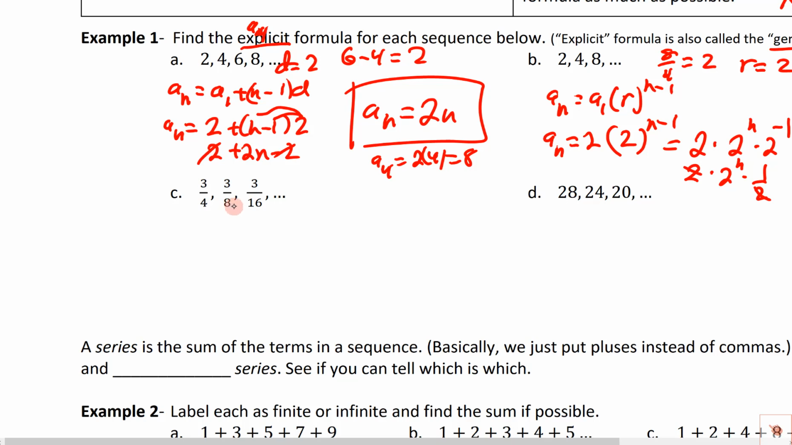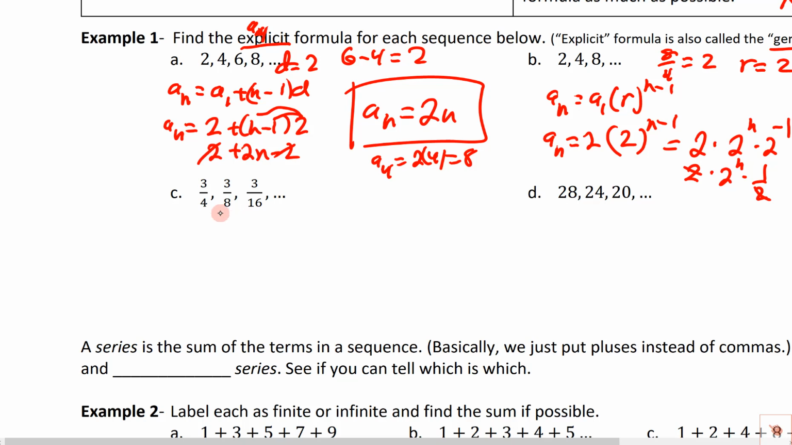Don't say anything out loud. Look at this and figure out, is this arithmetic or geometric? Don't say anything out loud. Caleb, what do you think? Arithmetic or geometric? Geometric. Can you tell us what the common ratio is? 1/2. It is 1/2. How did you figure out that it's 1/2? Because the first one's 3/4 and the next one's 3/8. So the first one times 1/2 is the next one. Okay, so we figured it out that way.